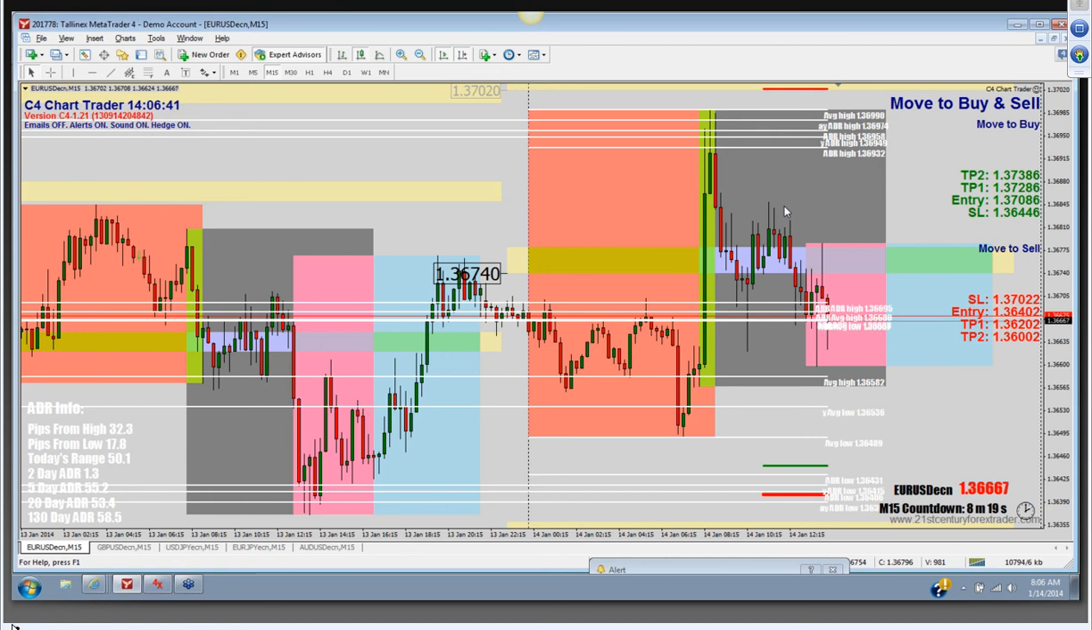Current price for the Euro USD. So just filling out our form here. Very first column, Euro USD. Current price is 1.3666. Now, first question, channel information. What do we need to fill out here?